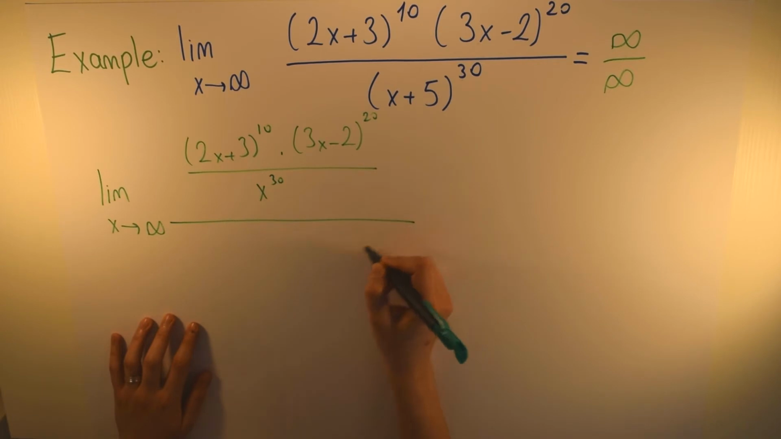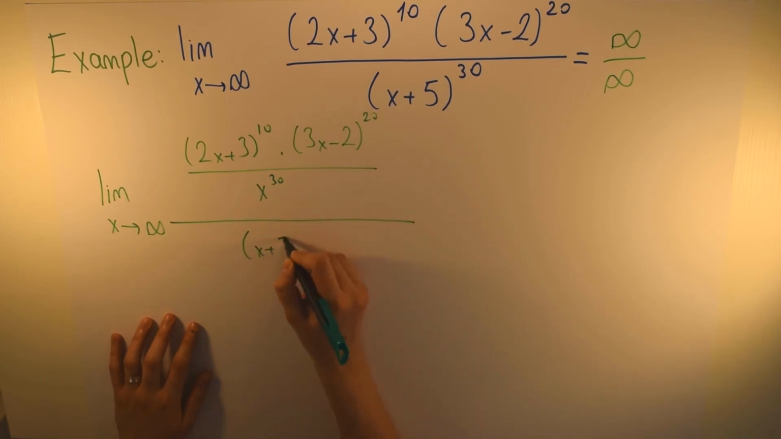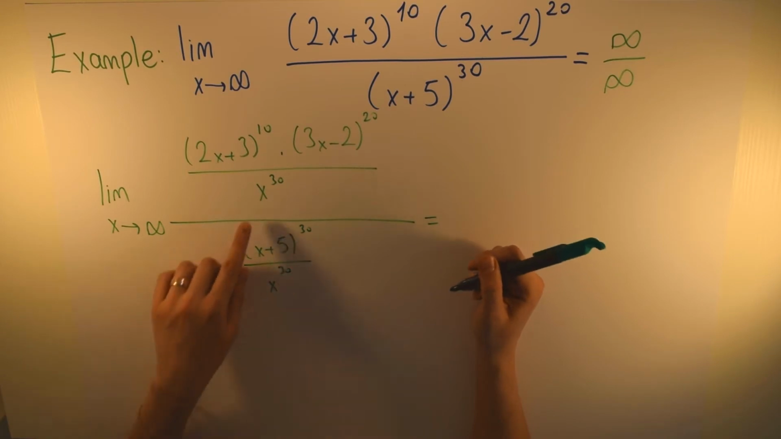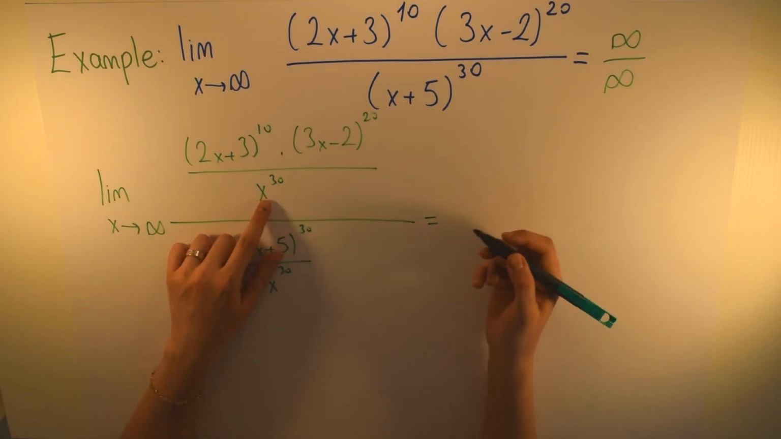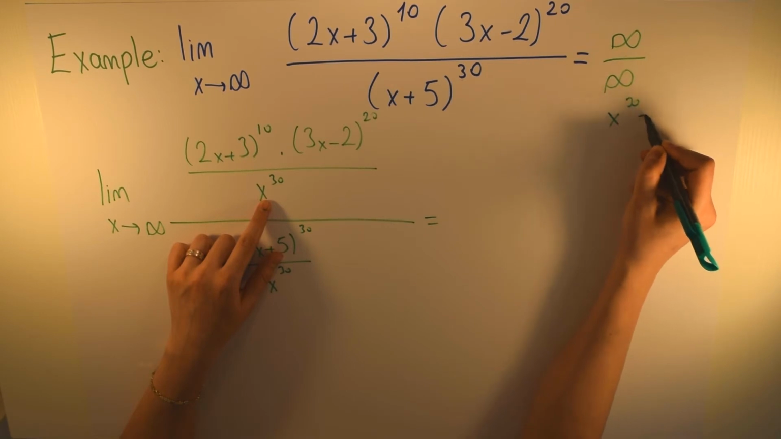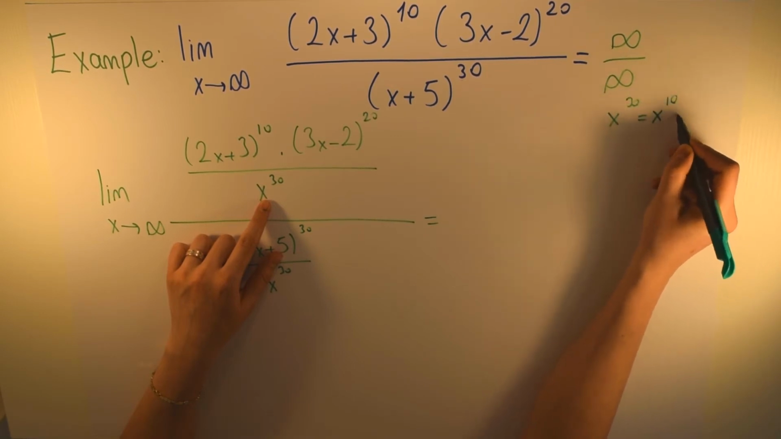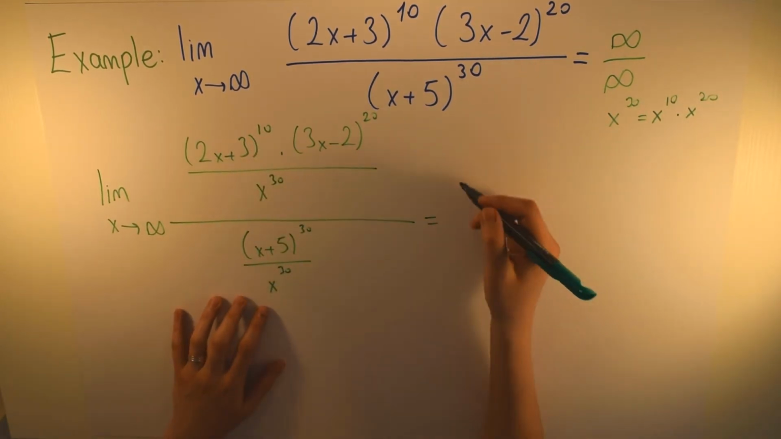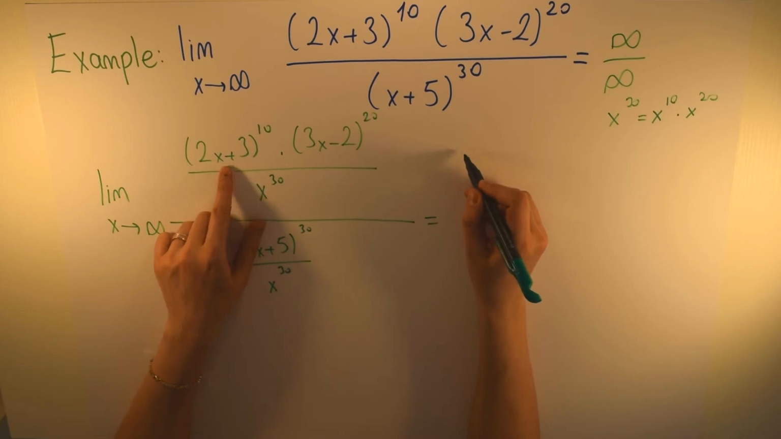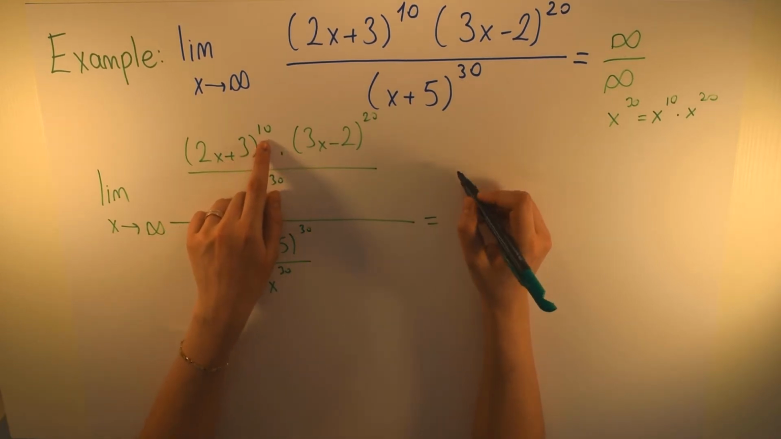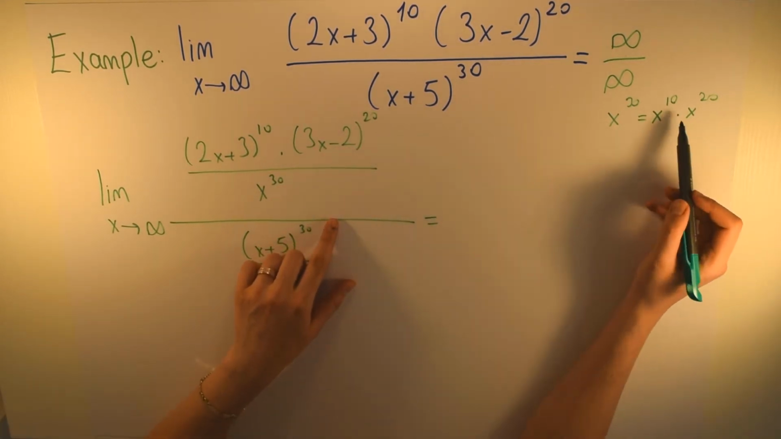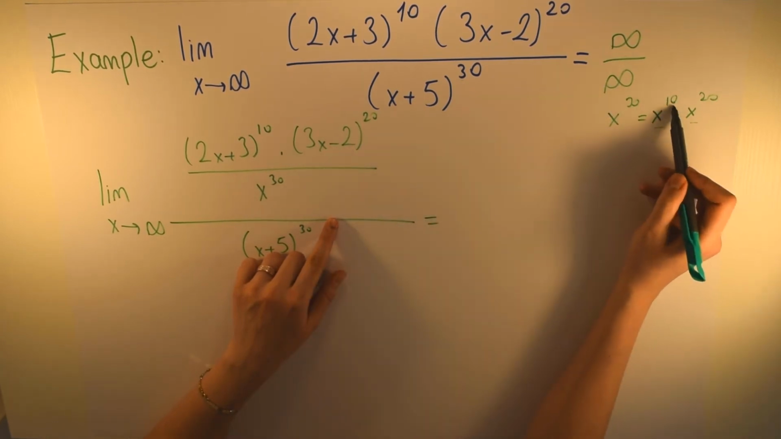Again, it's (x plus 5) to the power of 30 over x to the power of 30. Now here, x to the power of 30, I can write this as x to the power of 10 times x to the power of 20, right? So we can write this separately: here we have (2x plus 3) to the power of 10, and here we have (3x minus 2) to the power of 20. That's why I want to write this separately, because they have the same exponent.